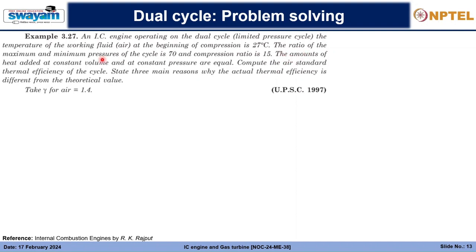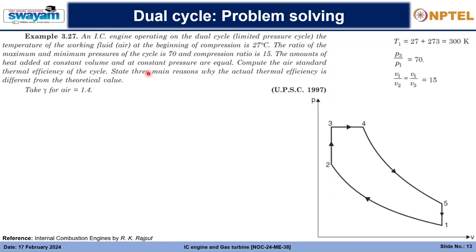The amounts of heat added at constant volume and at constant pressure are equal. That is a good thing. So compute the air standard thermal efficiency of the cycle and state three main reasons why the actual thermal efficiency is different from the theoretical value. That is also quite interesting. This question came in UPSC 1997, and this is what a dual cycle looks like.